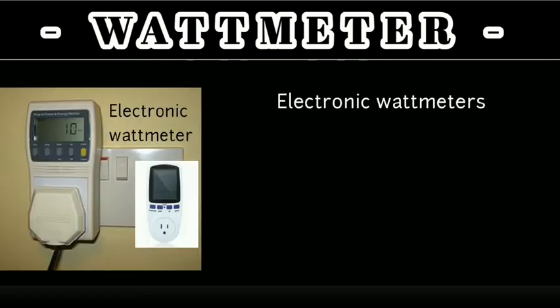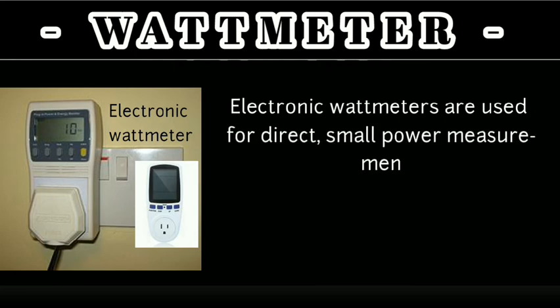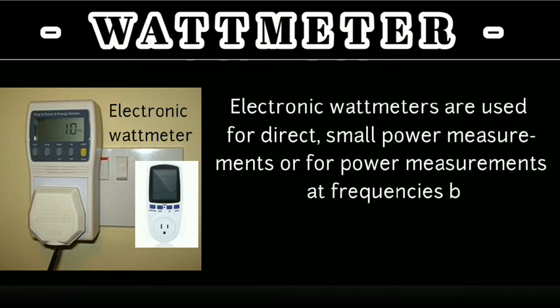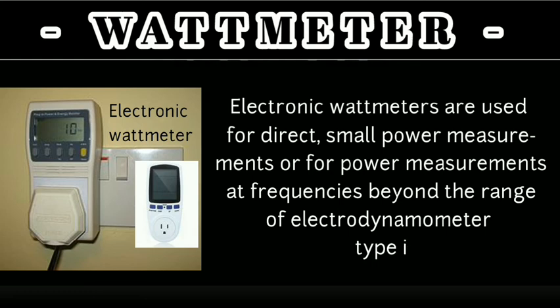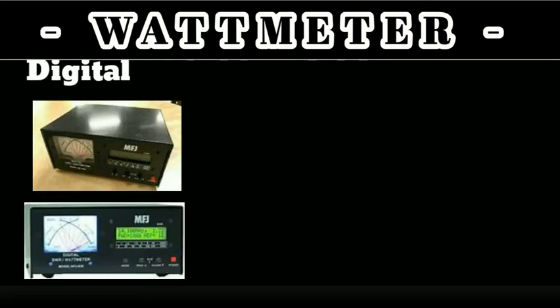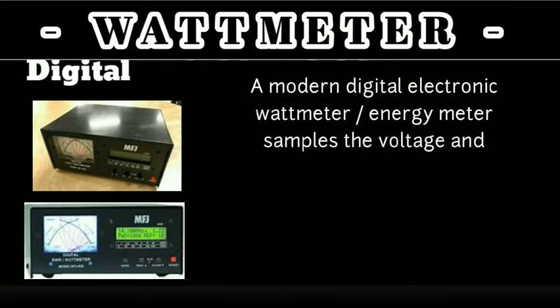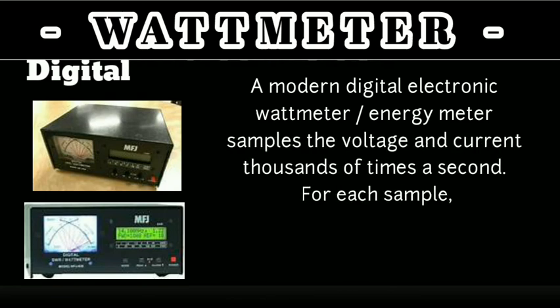Electronic wattmeter. Electronic wattmeters are used for direct, small power measurements or for power measurements at frequencies beyond the range of electrodynamometer type instruments. Digital. A modern digital electronic wattmeter or energy meter samples the voltage and current thousands of times a second.